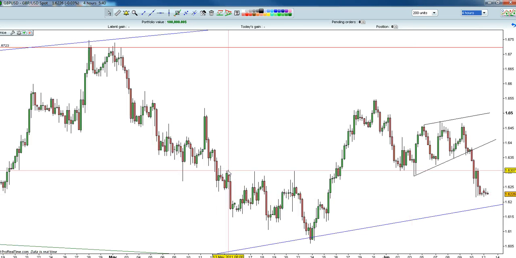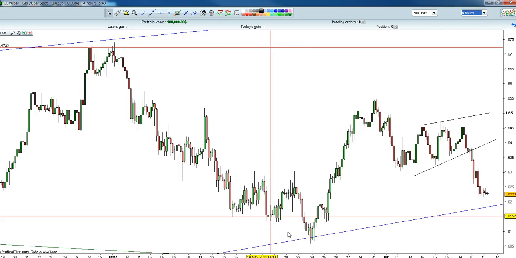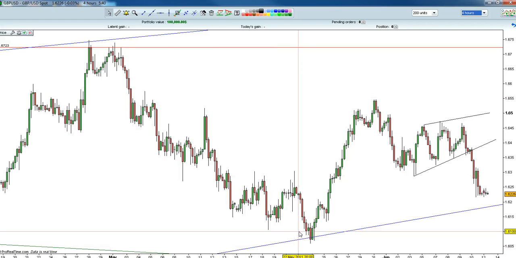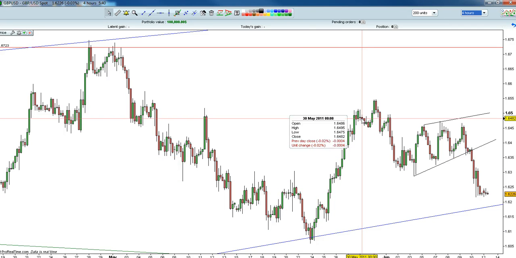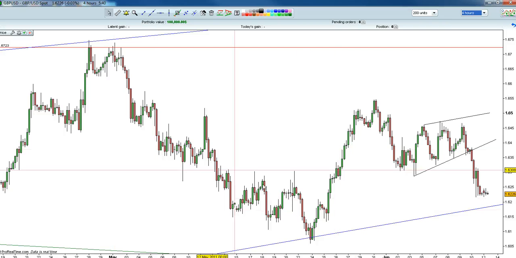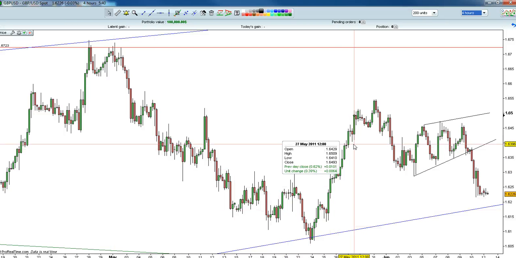On the 4 hours, again, a decent move up, a decent move down. This move up in cable was quite aggressive, and this also made me think that the move up wasn't a correction but more of an impulse move.